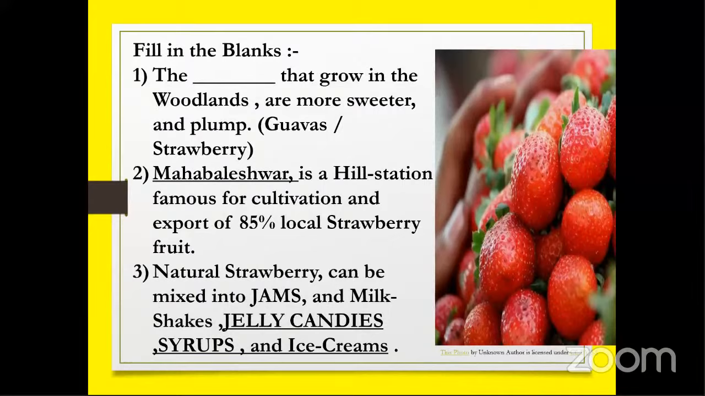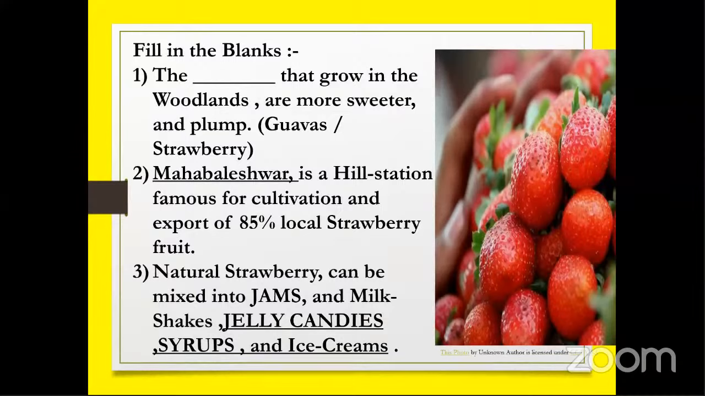Dash is a hill station famous for strawberry cultivation and export, 85% local fruit. Yes, tell me the answer spelling. M-A-H-A-B-A-L-E-S-H-W-A-R. What is the name of that hill station, spelling? Mahabaleshwar. Very good, children. Now, we go to the third one.